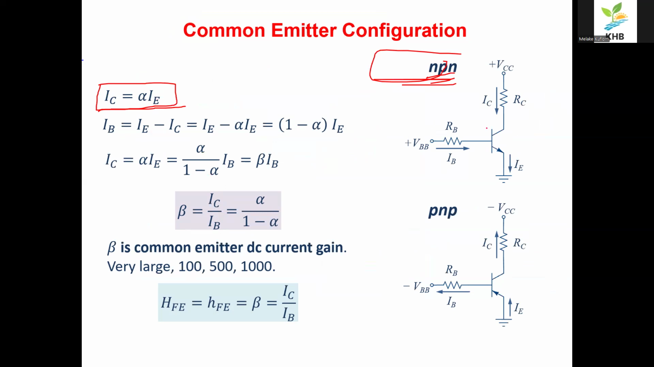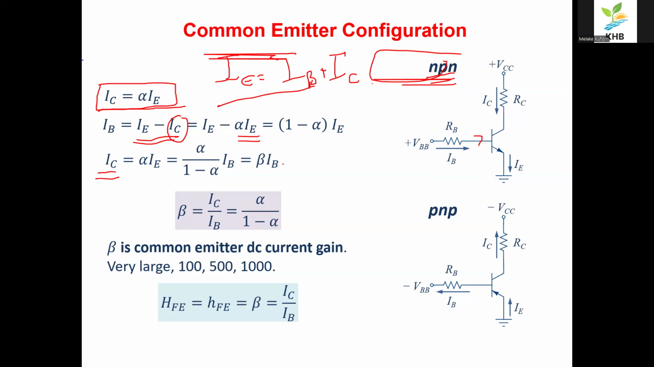Okay? Or IB from here, which is I emitter minus IC, because I emitter is equal to I base plus I collector. So from that, we have I base will be IE minus IC. Okay? And then if we replace IC using alpha times I emitter, then that will be 1 minus alpha times IE. From that IC, we will have alpha times IE, and we'll have beta equal to IC over IB.